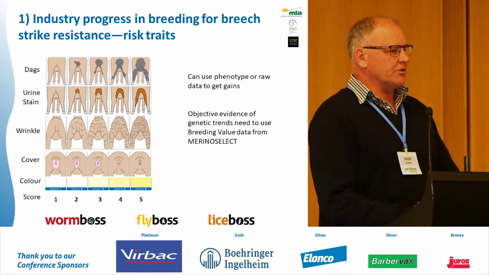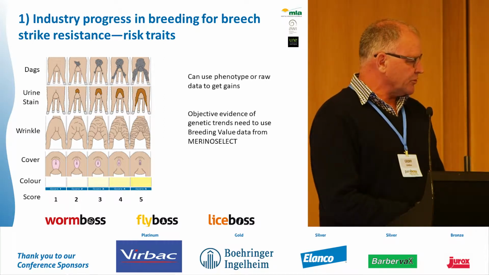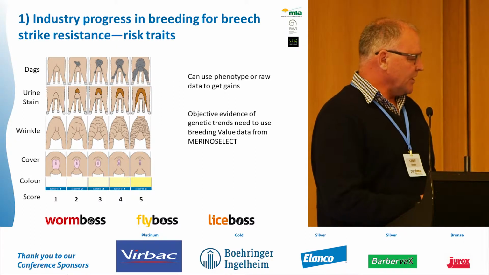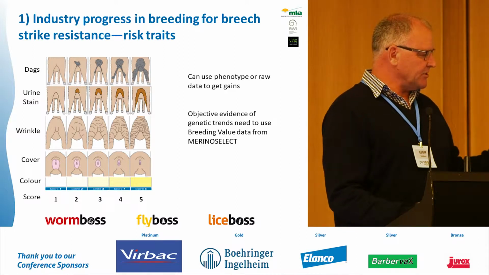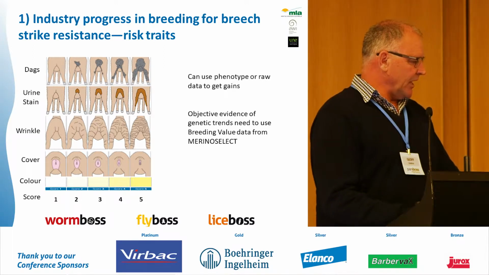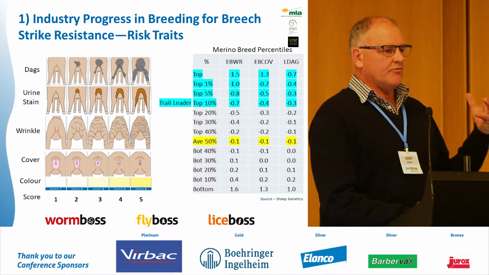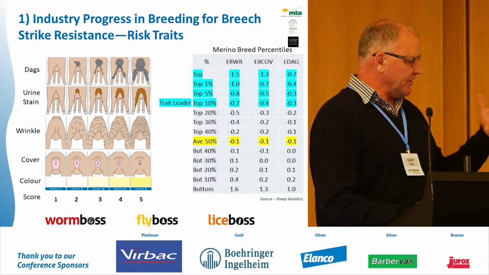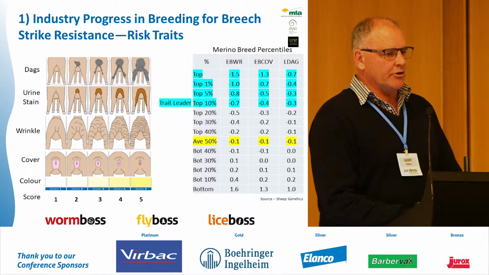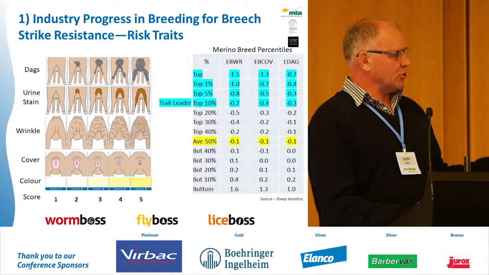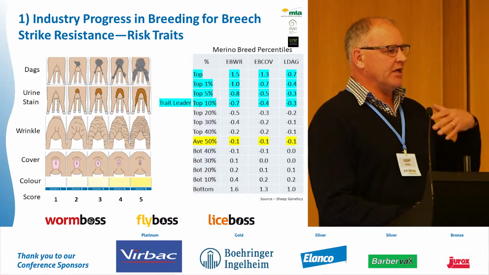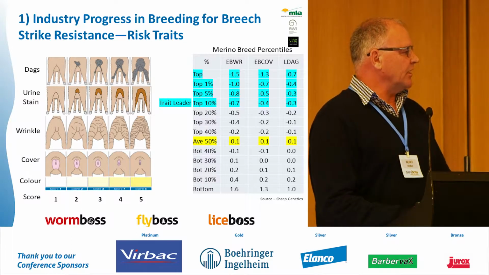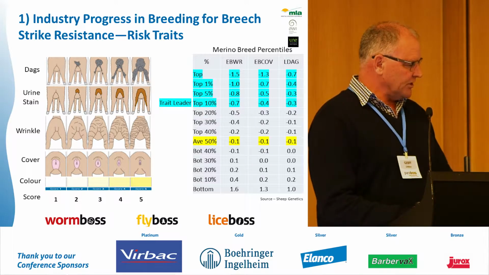In terms of what sets those factors and how we score them, there's the dags, urine stain, wrinkle, cover and colour. Now overwhelmingly it's wrinkles and it's dags in the high dag country, and then cover. So the fly really understands the phenotype of the animal, and that's in essence what we're scoring. And then we use these scores and we put it into the breeding values system, and the breeding value system then gives us the genetic merit of these traits and also some changes over time.